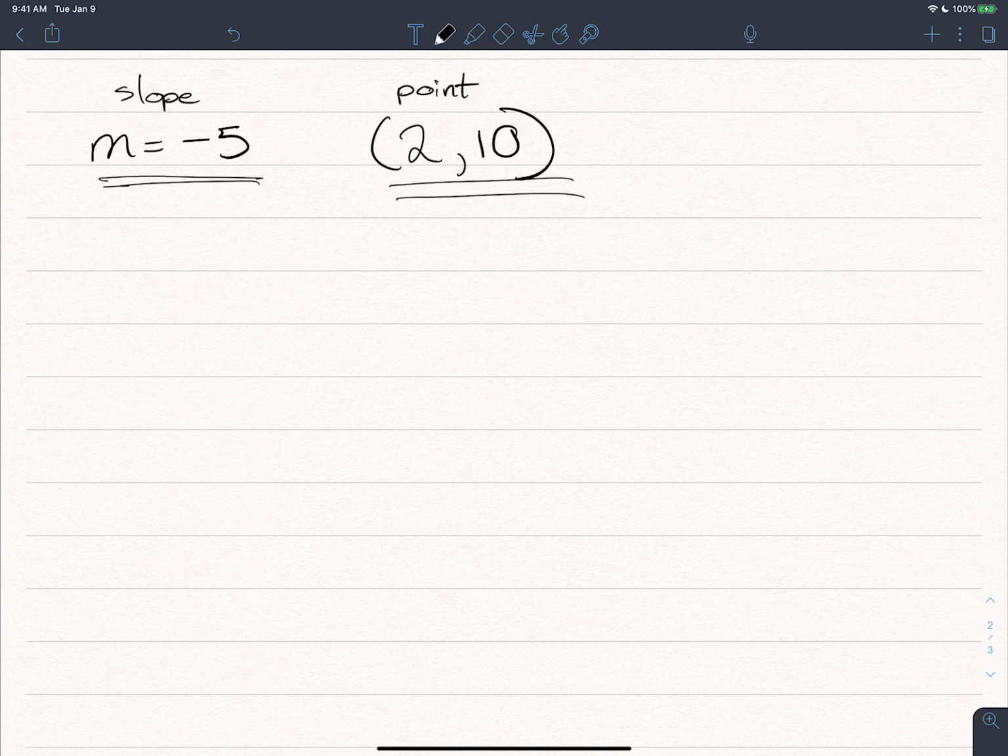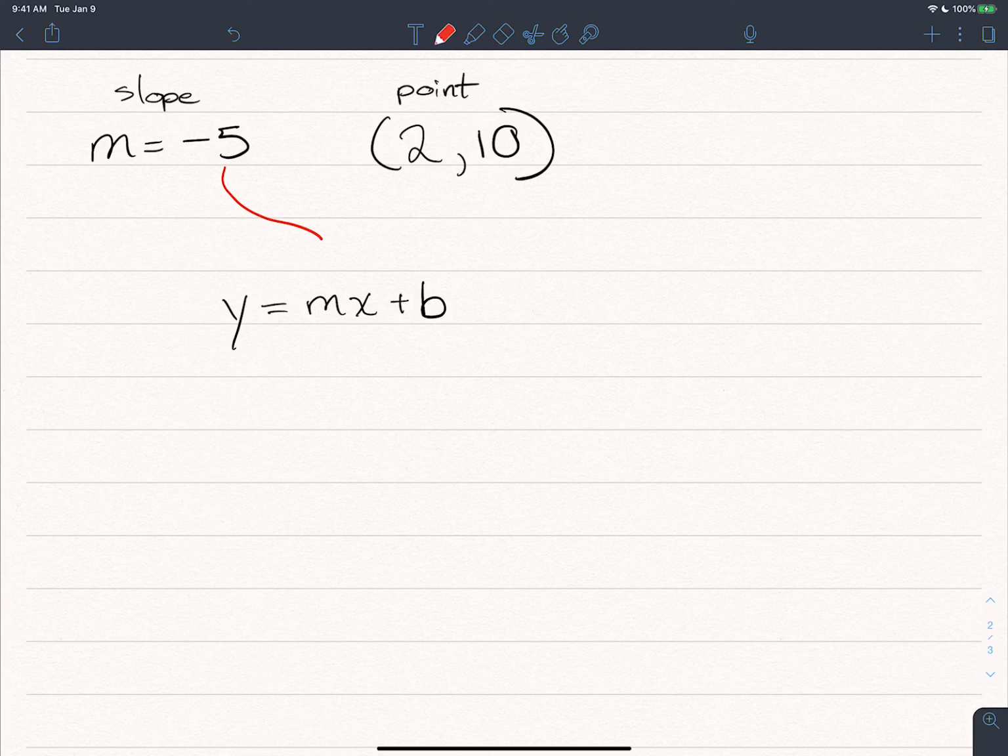So let's do that. First, let's write y equals mx plus b, right? And what we're going to do is plug the things that we know in. So our slope gives us m, and our point gives us x and y, right? Remember, this is the x, this is the y. So we know y, right? We know y.